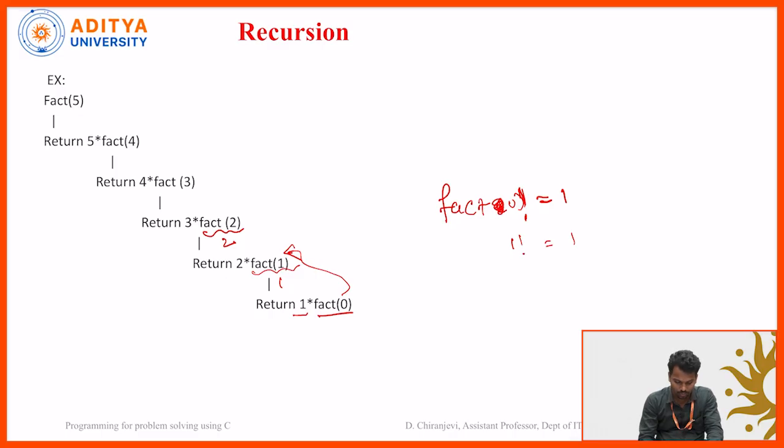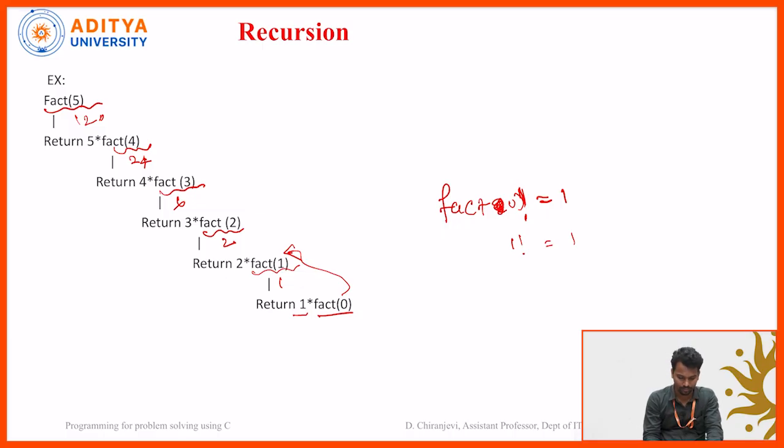Now factorial of 2 returns to factorial of 3, which computes 3 into 2, so factorial of 3 gets 6. Factorial of 3 returns to factorial of 4: 4 into 6, that is 24. Factorial of 4 returns to factorial of 5: 5 into 24, and it gets 120. So this is how the factorial is solved.